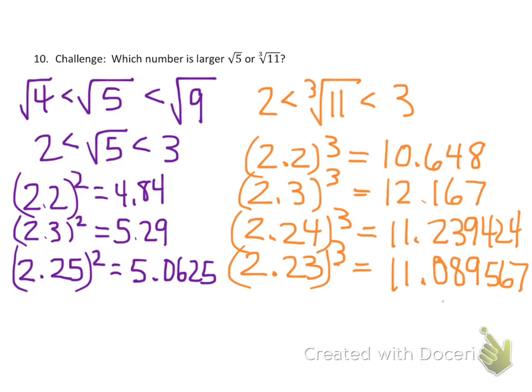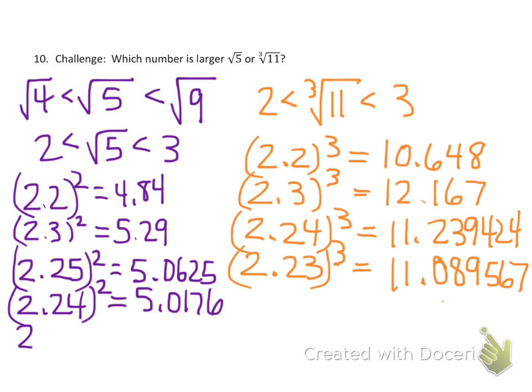So I could try 2.24. These numbers are pretty close to each other, right? The square root of 5 and the cube root of 11. 2.24 squared is still over 5. Wow, 5.0176. So let's do 2.23 squared. So I'm taking you through my whole thought process. You might have gotten here a lot quicker.